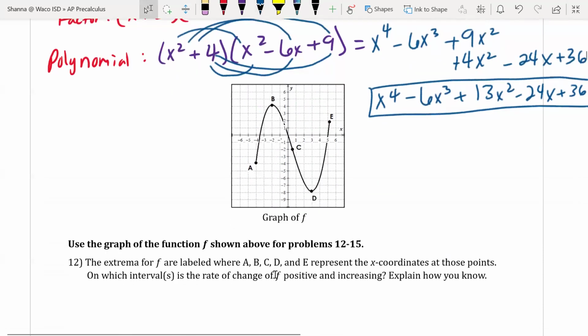All right, moving on is describing our behaviors. So it says here the extrema for f are labeled A, B, C, D, and E represent x coordinates at these points. On which interval is the rate of change positive and increasing? So on what interval am I positive and increasing? D to E. It's D to E.